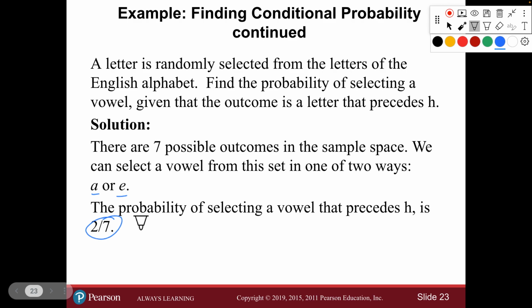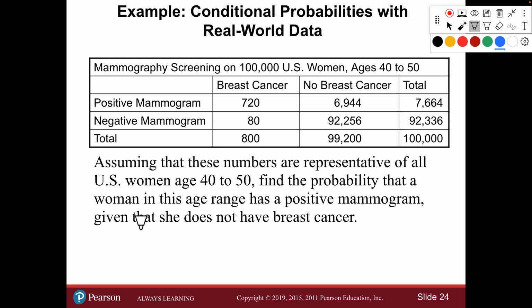Okay, so leaving all that behind. Let's see how this works with a table. Assuming that these numbers are representative of all U.S. women ages 40 to 50, find the probability that a woman in this age range has a positive mammogram given, okay, so that's a conditional that she does not have breast cancer. So what this has done is, remember, it changes the sample space. We're not talking about this whole table anymore because we know the woman does not have breast cancer. This is the only part of the table that exists anymore. We don't have this because we don't have this, right? This is our sample space.